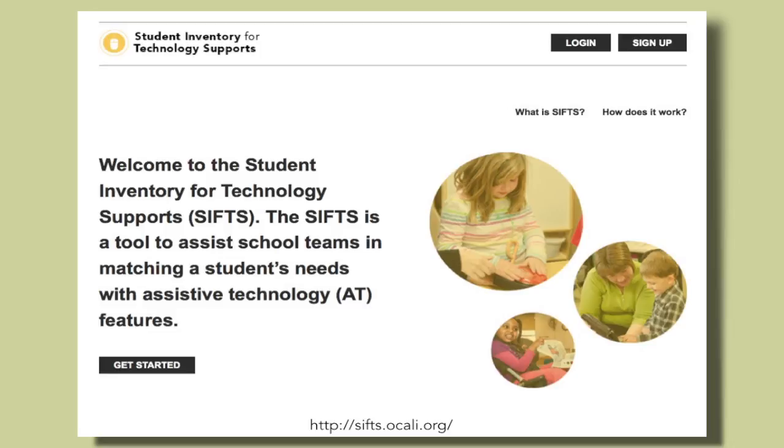They very well know their students' needs. They very well know the environments that their students function in, and they also very well know the tasks that their students need to complete, because those are the things that all the students are doing in the classroom. Where things kind of fell apart was they sometimes had difficulty understanding, so what are the features of AT and how do they match up with all these things that my student needs? So what we tried to do was to create a tool that would help support that process, so that when the team got to the point of trying to match features, they would have some type of support to help them along the way. So hence we developed SIFTs, the Student Inventory for Technology Supports.